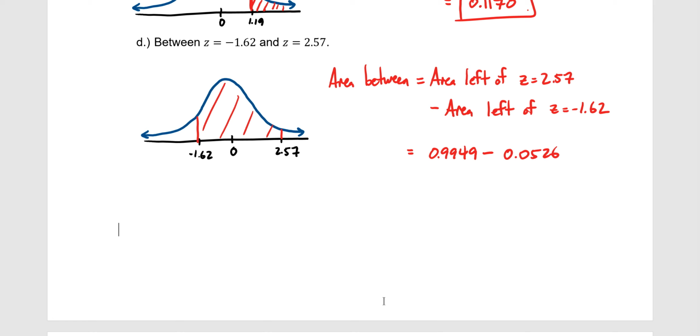0.0526. So what we do is we subtract these two numbers, and that's going to give us the area between, which is 0.9423. Okay, so a little bit more difficult for the last two.